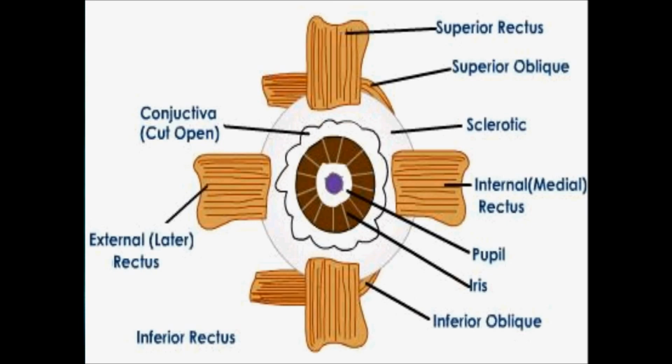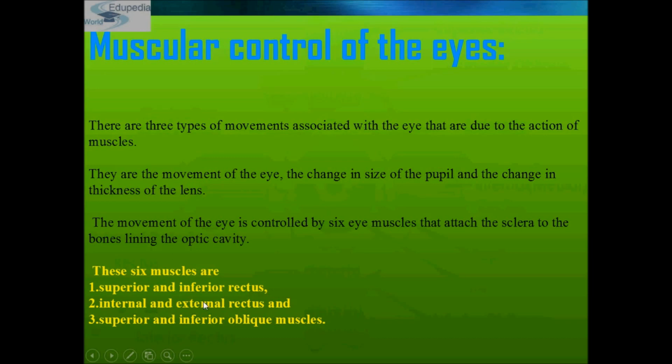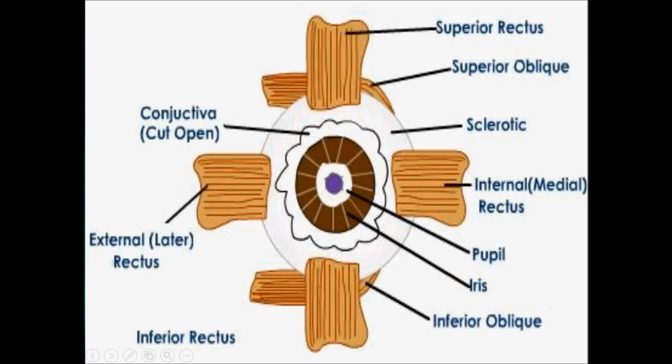Now the second pair of muscle is internal and external rectus, which is not of much importance according to your syllabus. So we'll jump on to the inferior and the superior oblique muscles. Okay, so this is your inferior oblique muscle, whereas this is your superior oblique muscle.